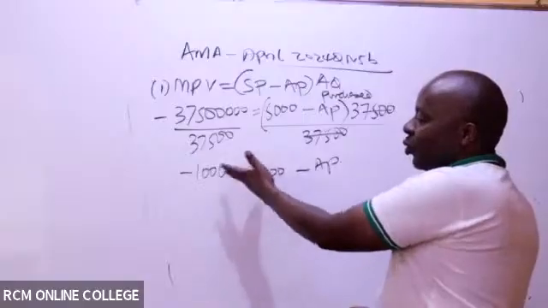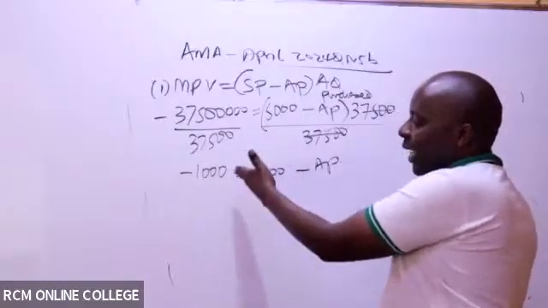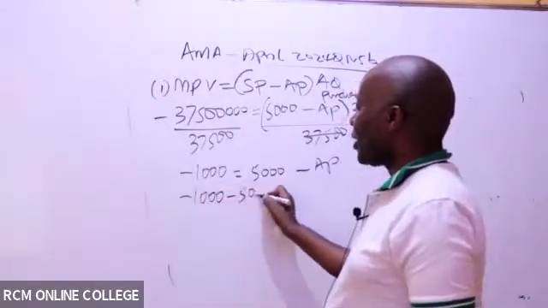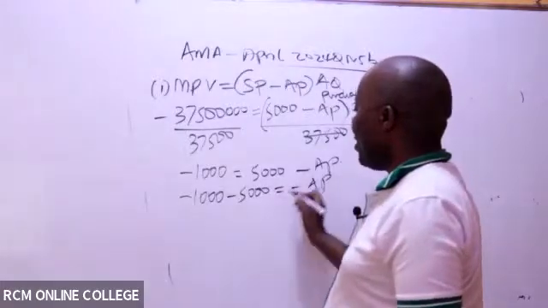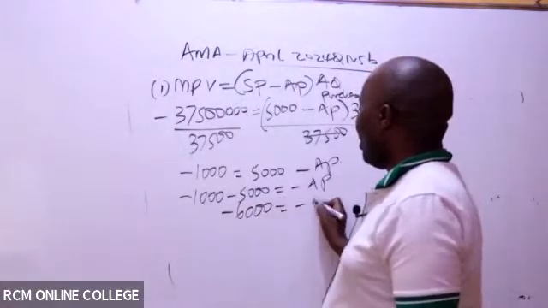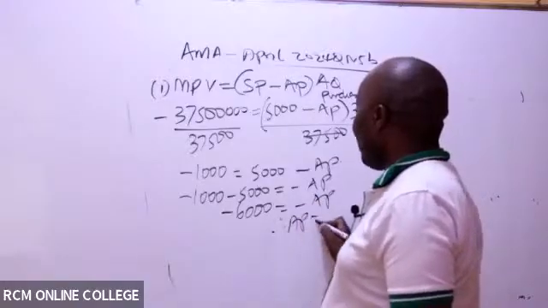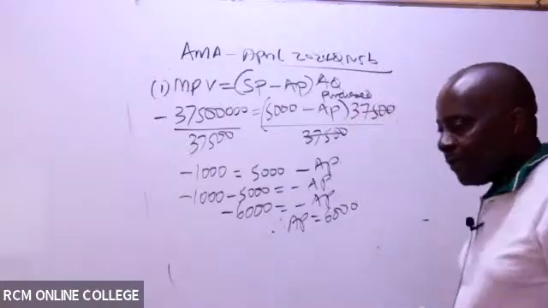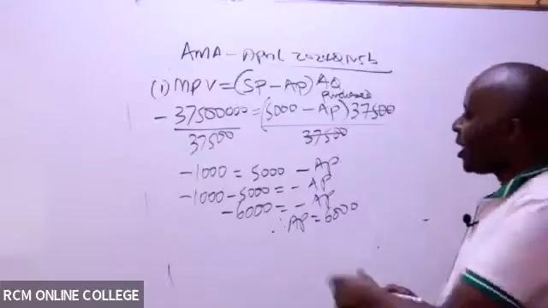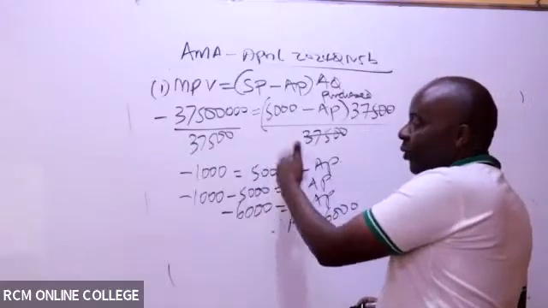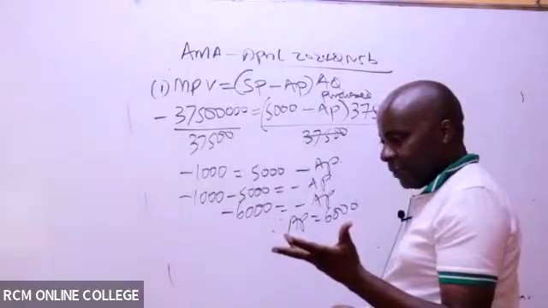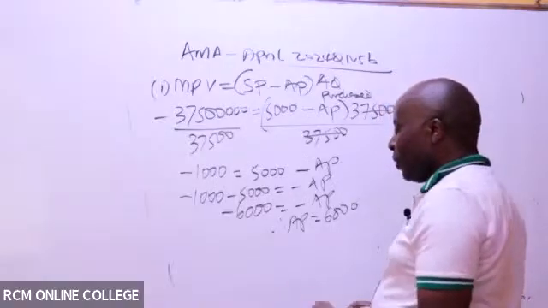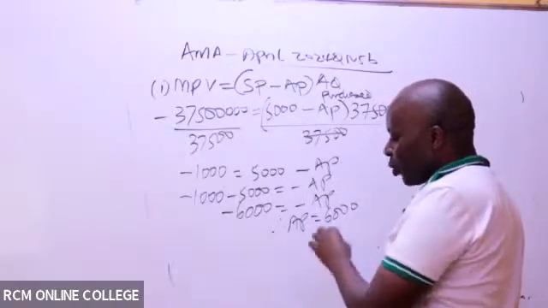I want this 5,000 to go to the other side. Here it's positive, on the other side it will be negative. So it will be minus 1,000 minus 5,000 equals minus AP. So this will be minus 6,000 equals minus AP. Therefore, AP is positive 6,000. You see here 5,000 is positive; when it crosses over, it becomes minus. So minus 1,000 minus 5,000 is minus 6,000, and AP will be 6,000. Remember, this is the actual price per kilogram.